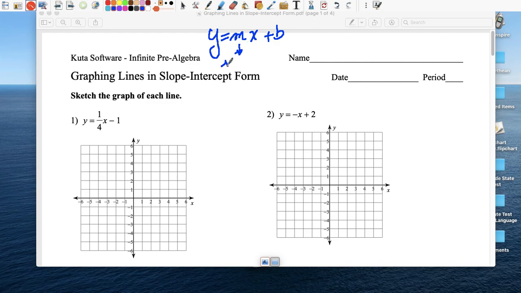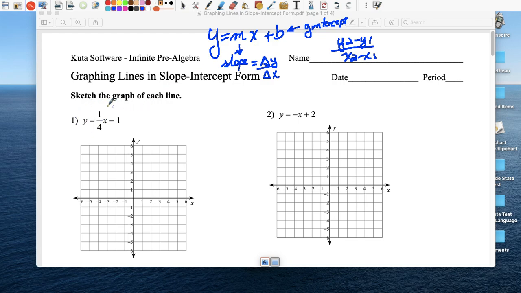This is our slope, which is the change in y over the change in x, or as you wrote it in class, y2 minus y1. The difference between the two y values and the difference between the two x values. It's the ratio of the change of the two y values over the change in the value of the x values. And b is our y-intercept. Where does it cross the y-axis?